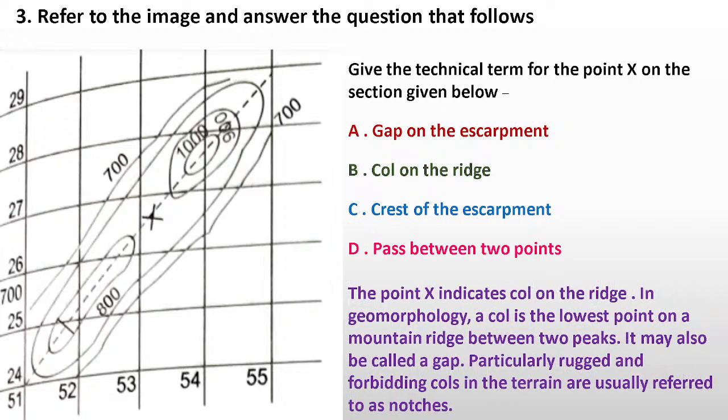The correct answer for this question is B. It's col on the ridge. The point X indicates col on the ridge. In geomorphology, a col is the lowest point on a mountain ridge between two peaks. It may also be called a gap. Particularly rugged and forbidding cols in the terrain are usually referred to as notches.